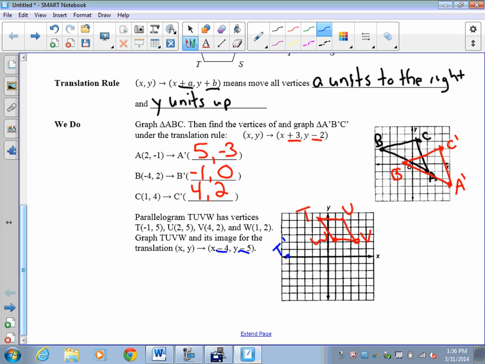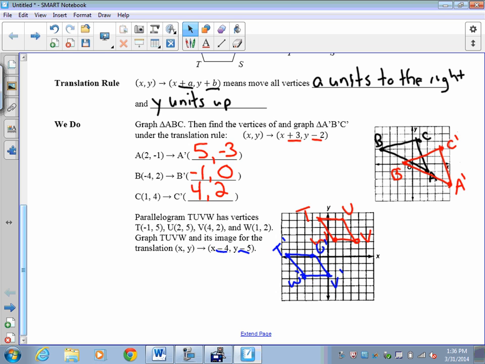And then once we have this, all of our other sides are still going to be the same size because these are congruent figures. So that's our shape right there. So remember, that's T prime, U prime, V prime, W prime.